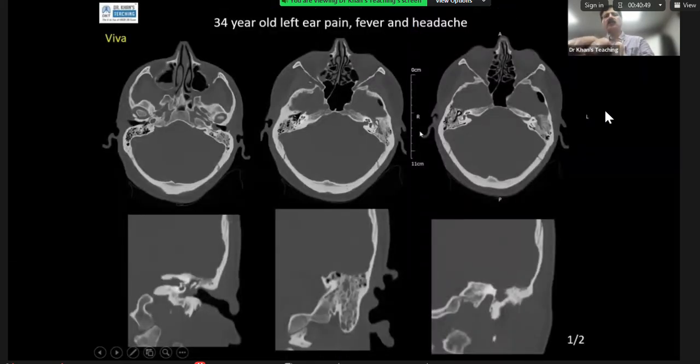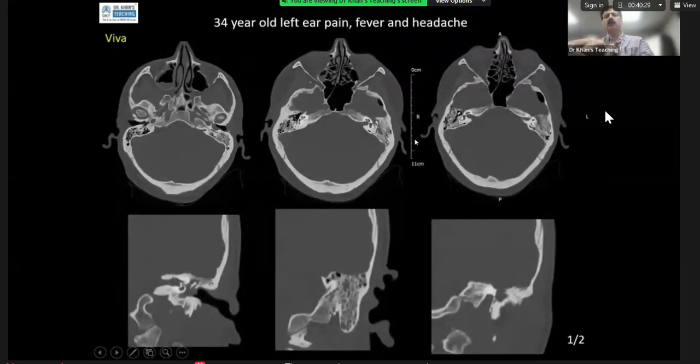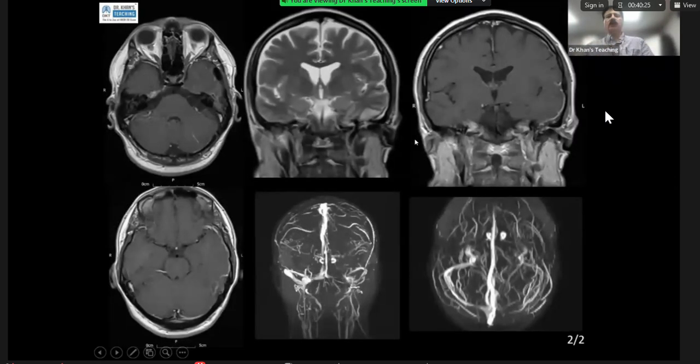Now, this type of thing can happen because of acute coalescent mastoiditis. And please remember bony destruction. Once there is bony destruction, you see cortical and trabecular erosion. The complications include subperiosteal abscess, epidural abscess, brain abscess, and venous sinus thrombosis. You did well when you asked for an MR, and here you are.